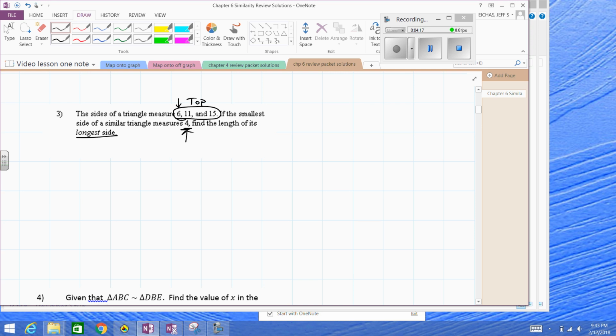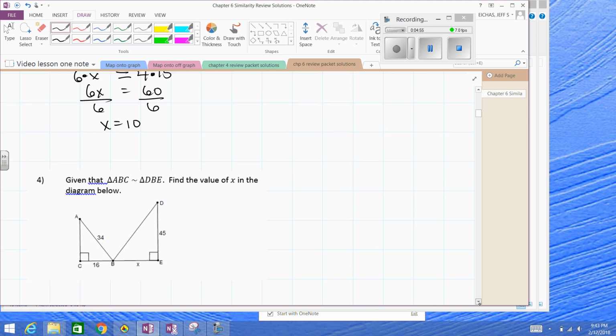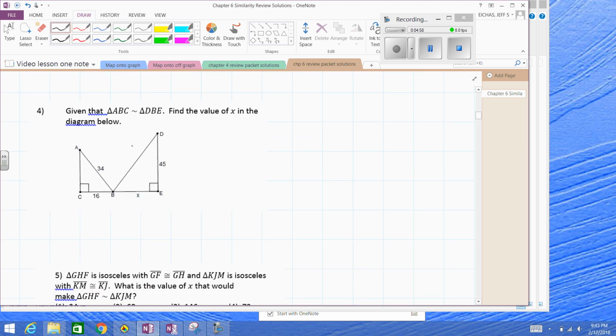Okay, so the smallest are 6 and 4, the smallest on their respective triangles. The largest, of course, on this one is 15. And the longest on the other one is unknown, so we'll call it X. Write the equals. Calculate the cross products. And divide by 6. So the longest side is 10. Okay. Doing good here, about 4 minutes, 5 minutes, okay.